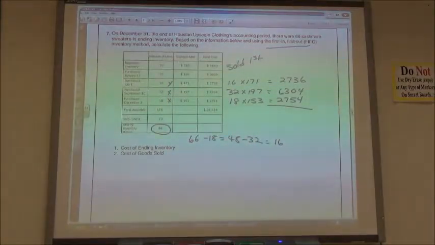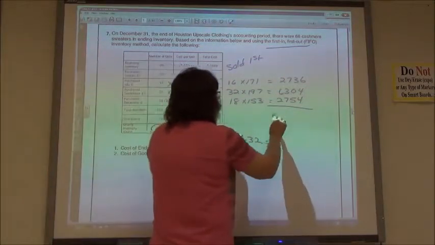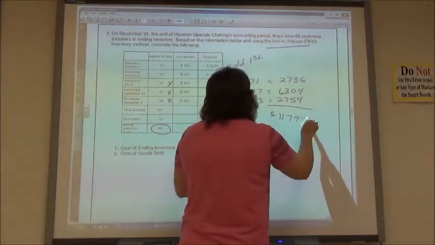So the value of my inventory, if I add those up, 2736 plus 6304 plus 2754 would be 11,794.